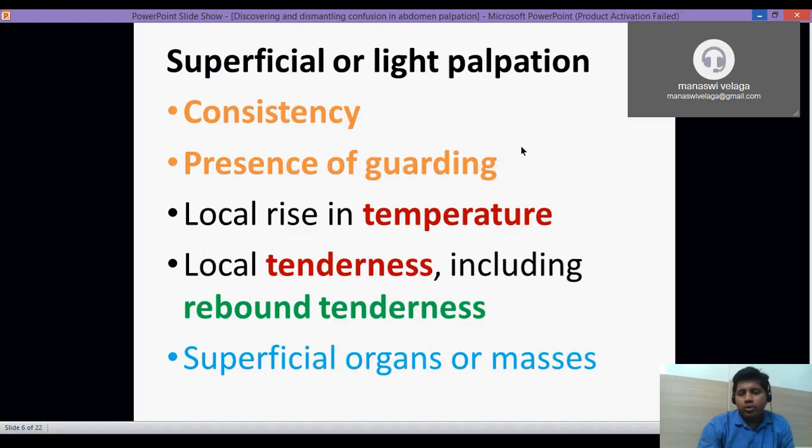The other things that we don't usually hear from students are consistency and presence of guarding. Consistency or softness of the abdomen, that also you examine by using light palpation. And presence of guarding. These two are highlighted in the same color, because guarding means there is some deterrence to the usual softness or firmness of the abdomen. There is some increased resistance to it, and that will be called guarding in superficial palpation. One more thing I have noted about tenderness is there is also something called rebound tenderness, which I will tell you about in the next slide.